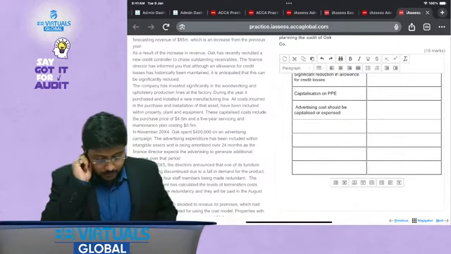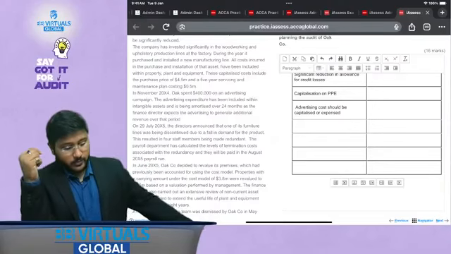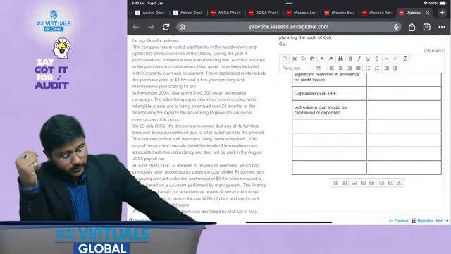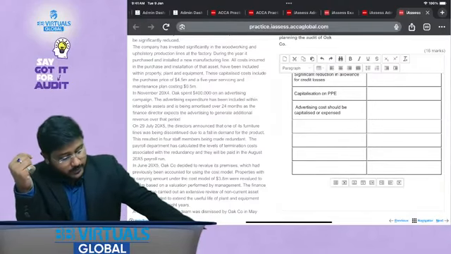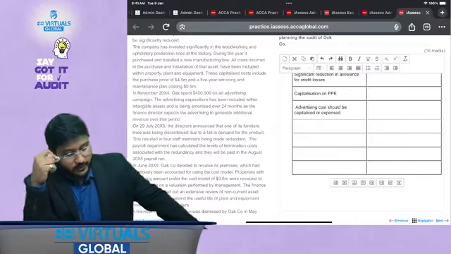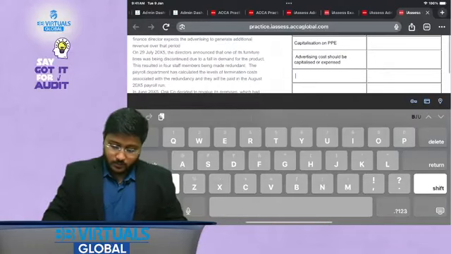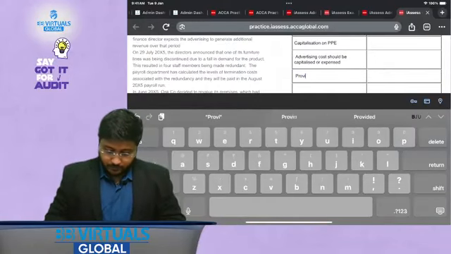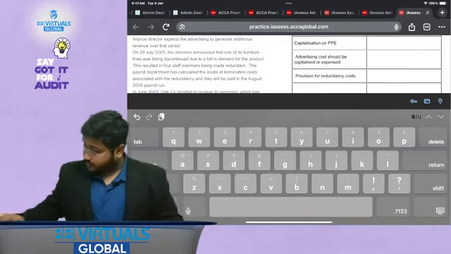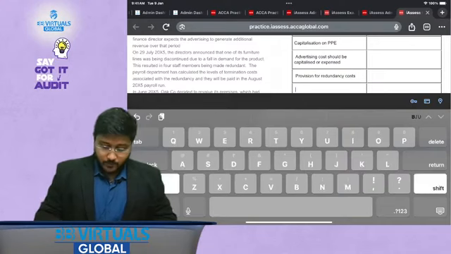Now, on 29th July, the directors announced that one of its furniture lines was being discontinued due to falling demand for the product. This resulted in 4 staff members being made redundant. The payroll department has calculated the levels of termination cost associated with the redundancy, and they will be paid in August. Okay. So provision for redundancy cost. This is also important. Provision for redundancy cost.